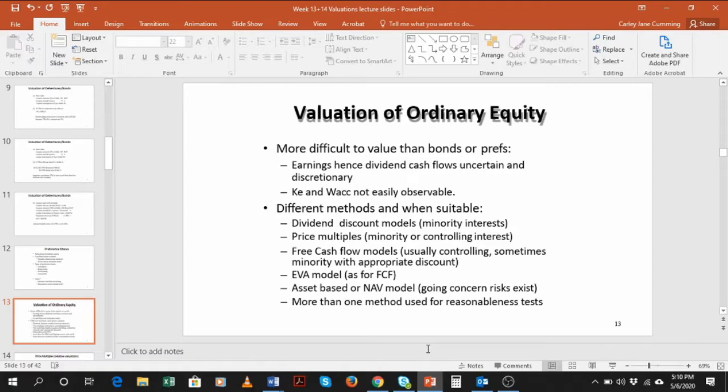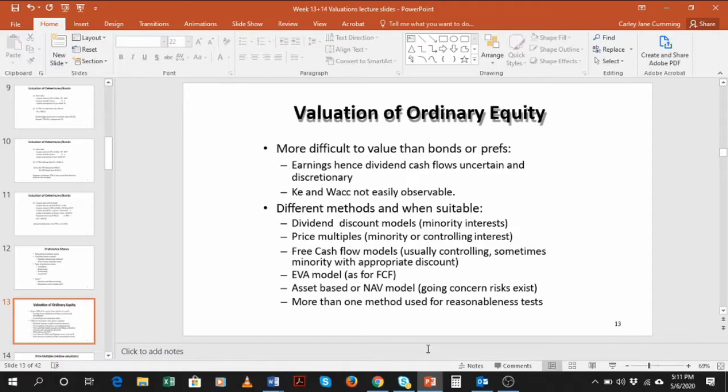We also have the free cash flow method. This is mostly used when we are trying to value a controlling interest. However, in rare cases, it can be used to value minority holdings, but an appropriate discount will need to be made to reflect this in the equity value. The EVA model can also be used in the same way that the free cash flow model can be used. It will be used to value mostly a controlling interest, but in some rare situations, it can be applied to value a minority holding. Then we also have the asset-based or net asset value model.